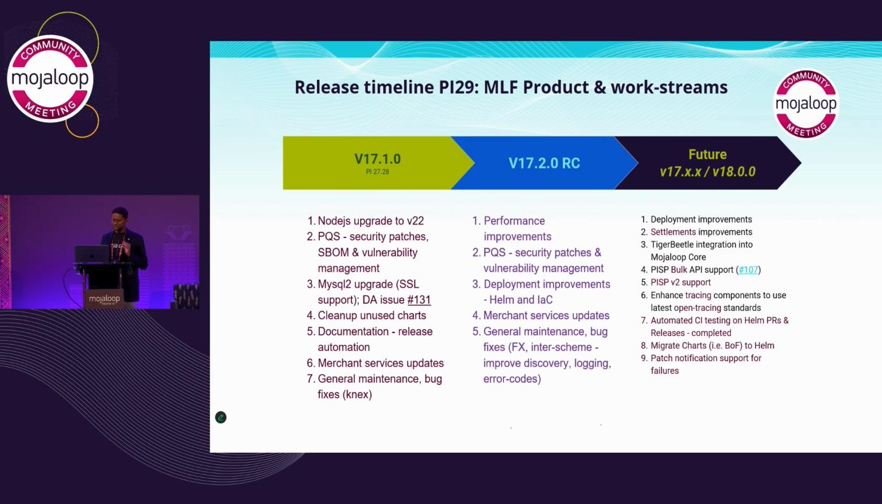Looking into the future, we still have a lot of things in the pipeline. The major release we are looking into is the Tiger Beetle integration. But based on when it is ready, we might do another minor release during this time as well. We're also looking forward to making enhancements to our settlements process and PISP version 2 and other things that come as well to streamline the rollout.